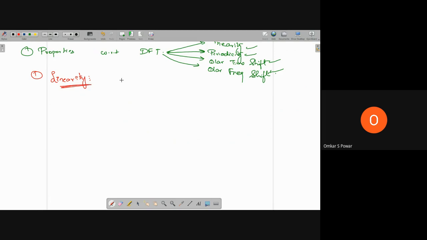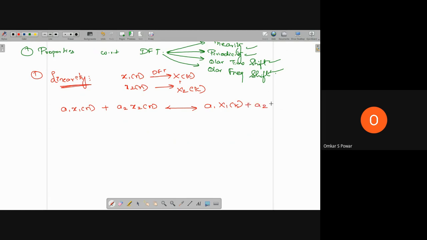Okay. So what does the statement say? So DFT of x1 of n is x1 of k. So this we know that. And then x2 of n DFT is x2 of k. This also we know. Then according to the linearity property, a1 x1 of n plus a2 x2 of n discrete Fourier transform is a1 x1 of k plus a2 x2 of k. So this is the linearity property of discrete Fourier transform, which we have to prove.